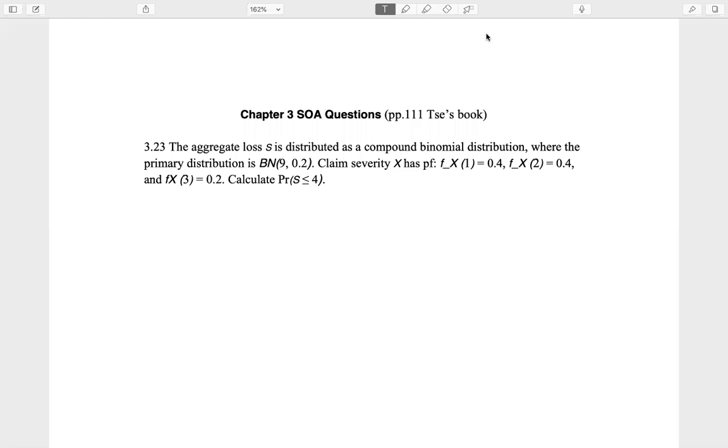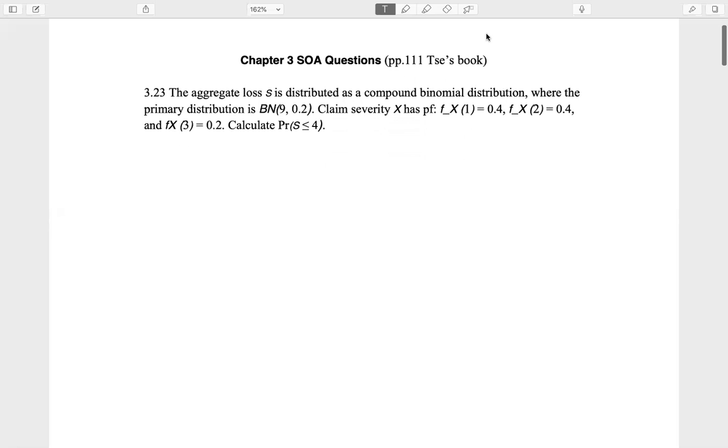In the remaining parts of today's lecture, we are going to solve several previous SOA questions on chapter 3. If you have the textbook, those questions are on page 111. Here we have 5 questions. I'm planning to use about 30-35 minutes to finish this part. Let's begin with the first one.